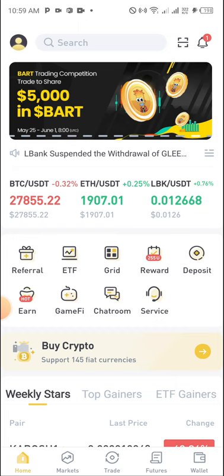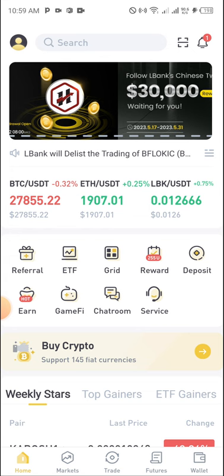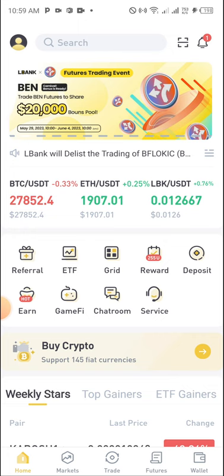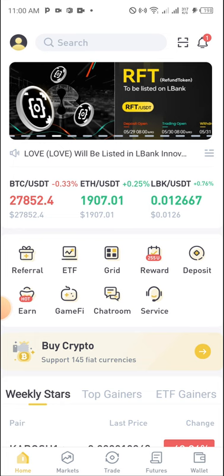Now, I'm going to walk you guys by the hand and take you up the stairs in this video as a step-by-step guide, all right, on how to use the Lbank application immediately after downloading it on your Play Store. So it's very simple to use, and you can do this just like every other exchange has an app.